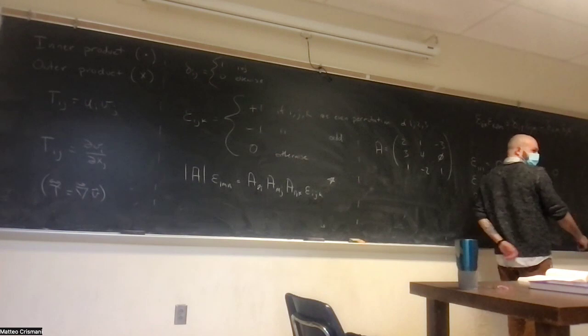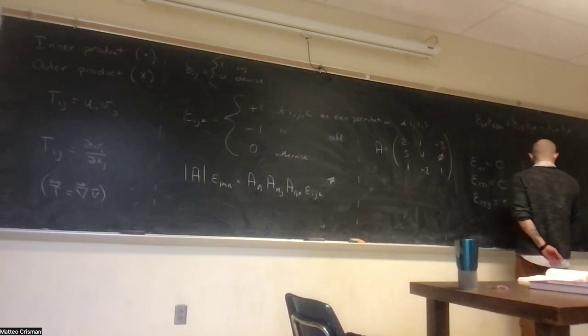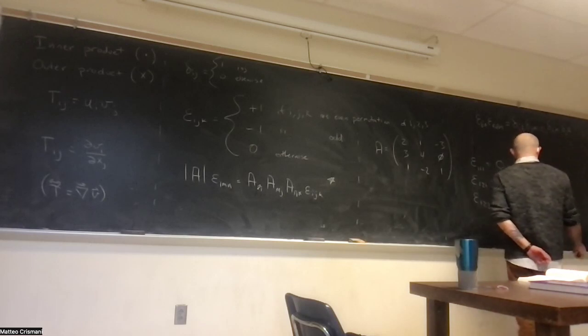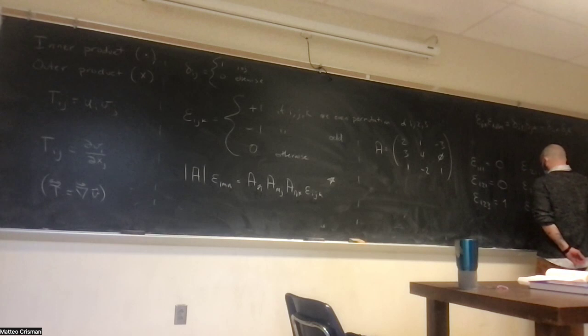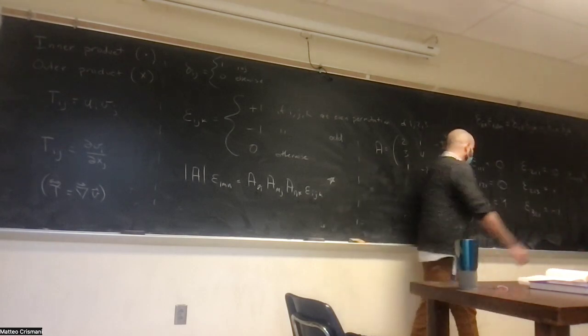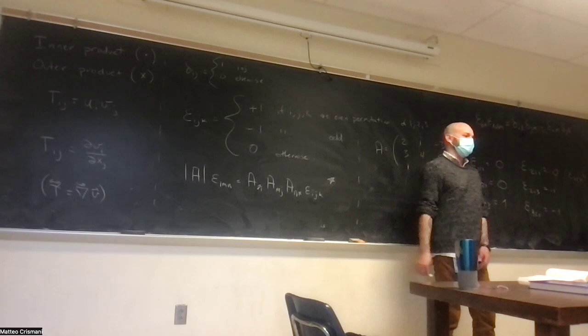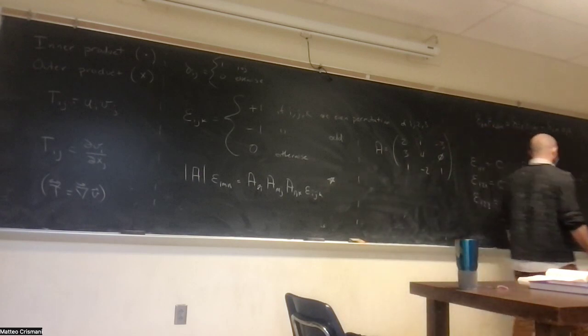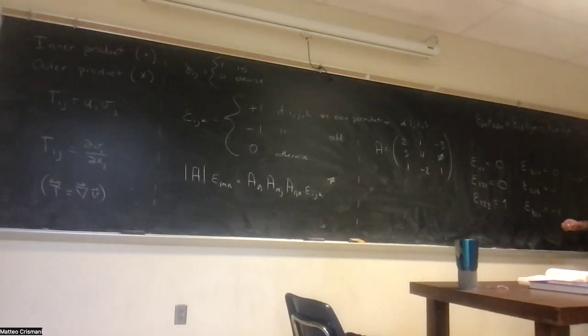Yeah. Yes. So a single permutation is negative 1. And that should be positive 1. The permutation switches 1 and 3, and then 3 and 2. Okay.